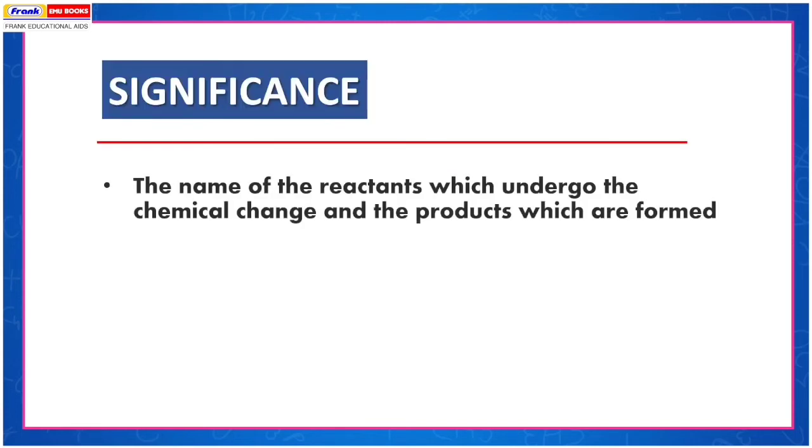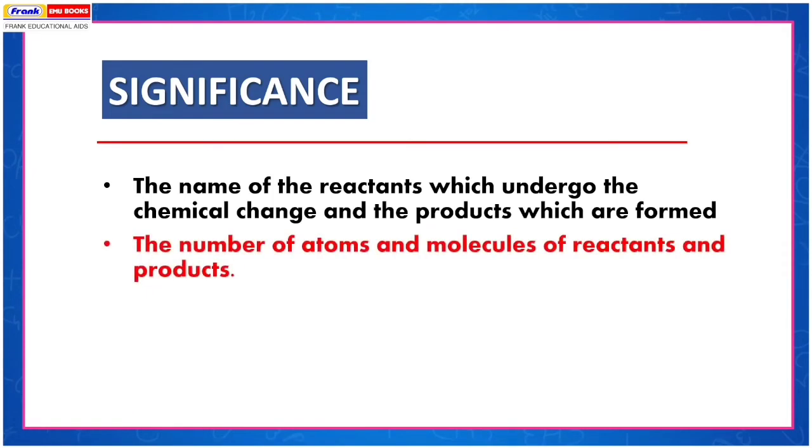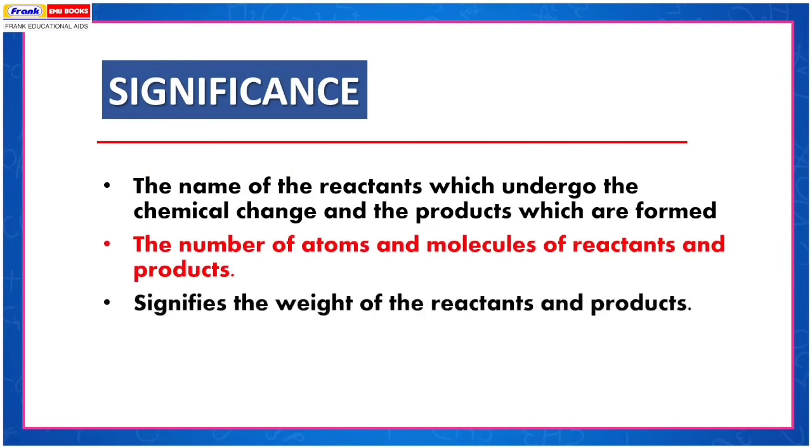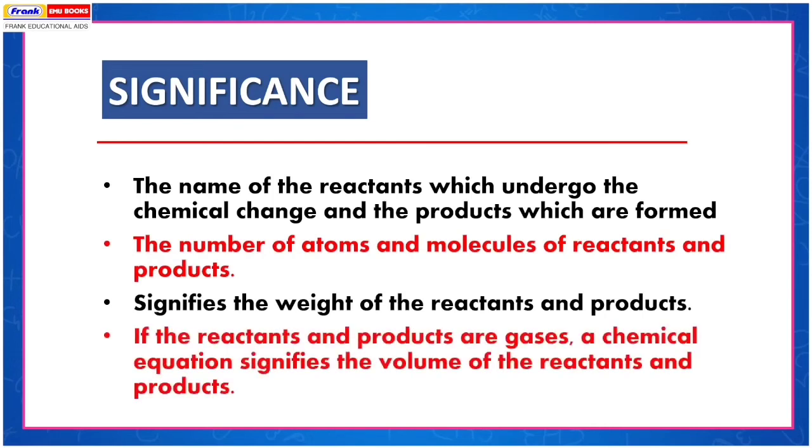A chemical equation helps us identify the following: the names of the reactants which undergo the chemical change and the products which are formed, and the number of atoms and molecules of reactants and products. It signifies the weight of the reactants and products. If the reactants and products are gases, a chemical equation signifies the volume of the reactants and products.